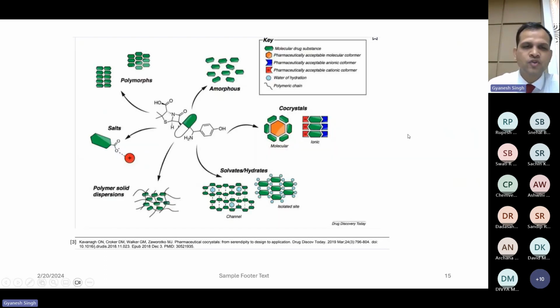The second part is that we are talking about all these variants of a sample in the pharmaceutical industry. You can see samples are amorphous in form, they are polymorphs, salts, polymer solid dispersions, then solvates, hydrates, and pharmaceutically acceptable molecular co-formers. Then you have ionic bonds. These are the things we are actually discussing, and this is where our topic is, trying to cover all the points.